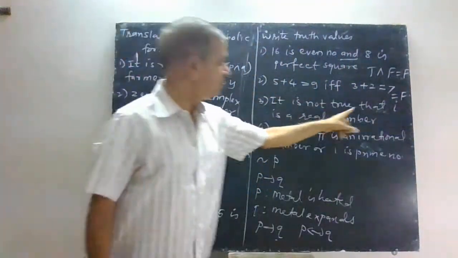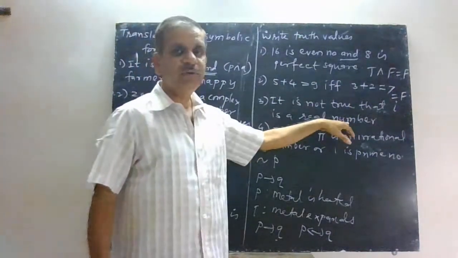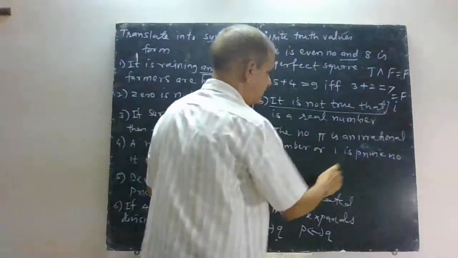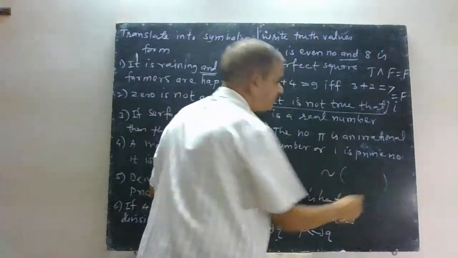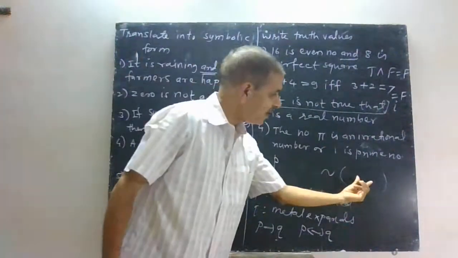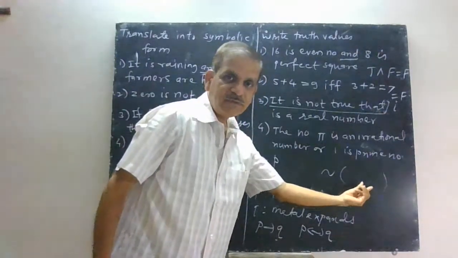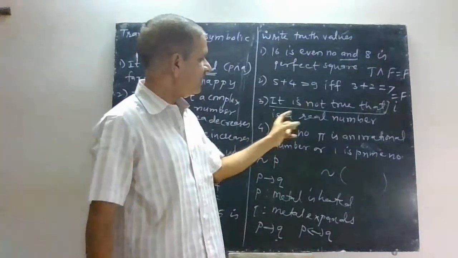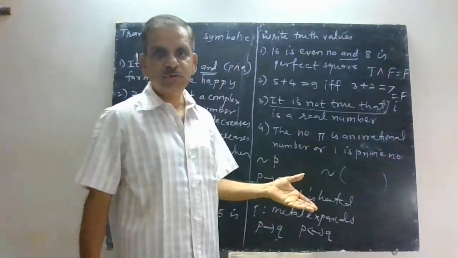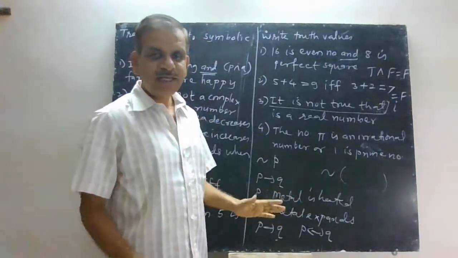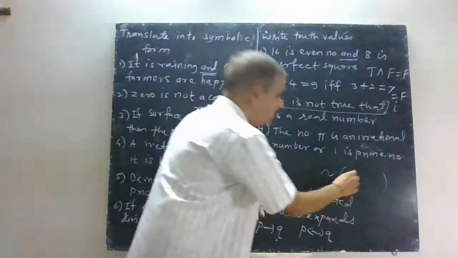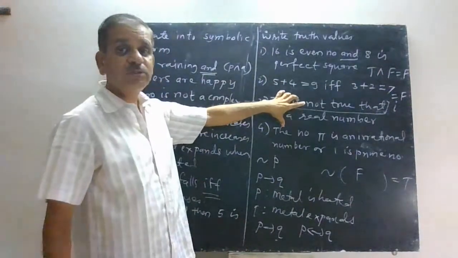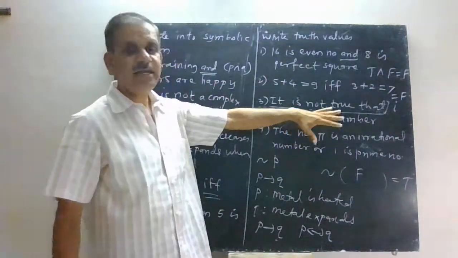Now, it is not true that i is a real number. The phrase "it is not true that" is used for negation. So it is the negation of something. You have to find the truth value of the inner statement, then the reverse of that will be the truth value of the given statement. Now, i is a real number? I think you know that one. i is a complex number. So "i is a real number" is a false statement. So the negation of false will be true. So actually it is a true statement: it is not true that i is a real number.